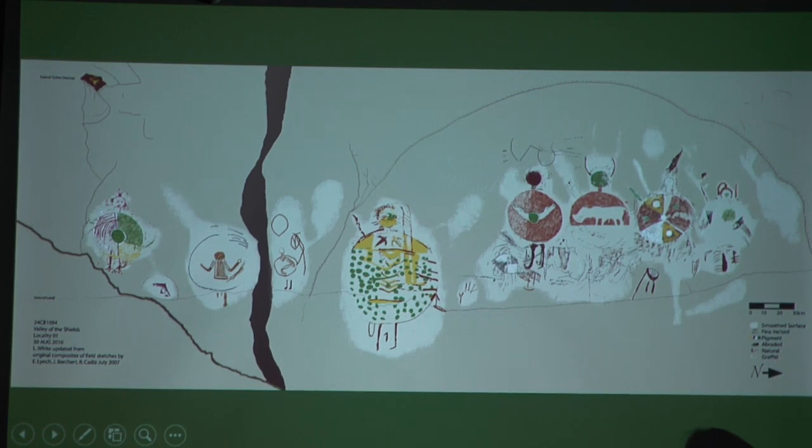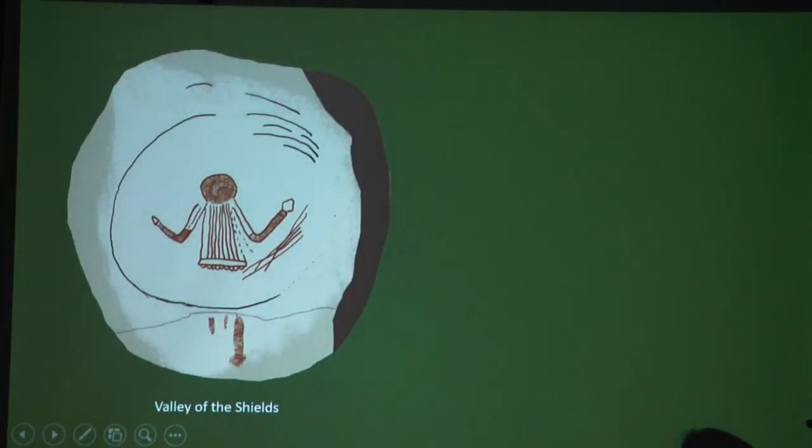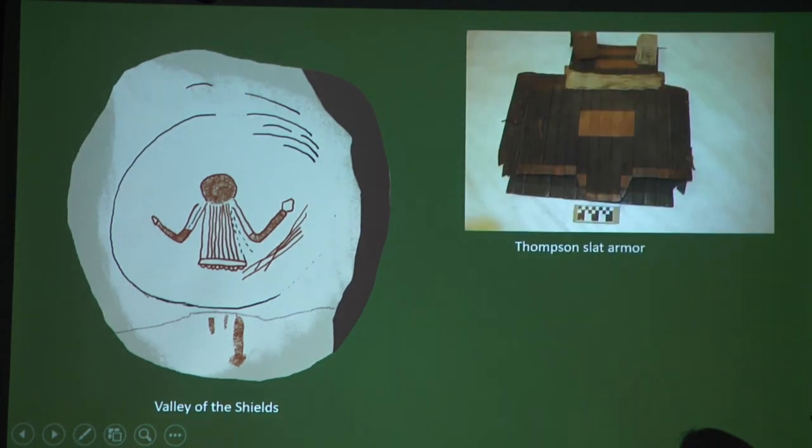At the main shield situation, look at these two over here on this side. Here they are. You got this guy, a green shield. He's got this little top knot on top of his head. You got this guy over here. He looks like he's got slats in front of him. We think that could be because he's wearing Thompson slat armor.